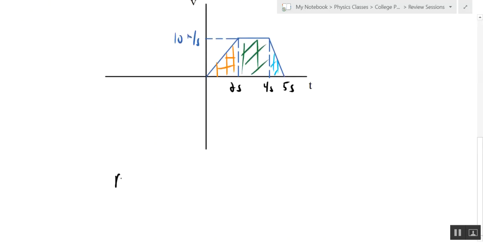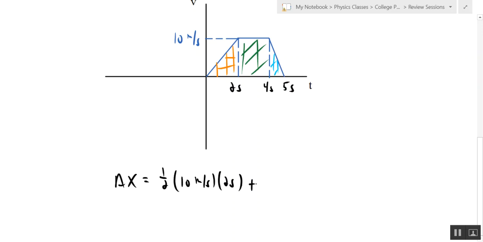So for the whole thing, it would be the area of the first triangle, which is 1/2 the height, I should say, times the base, which is 2 seconds. That's 10 meters, right? From 0 to 2 seconds, it goes 10 meters. That's just what that equals.